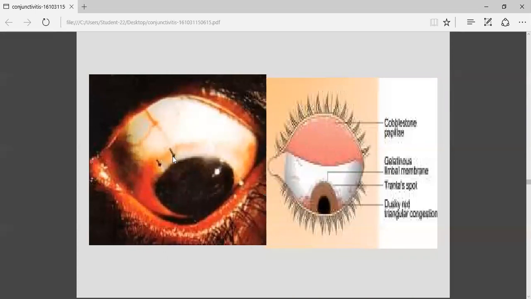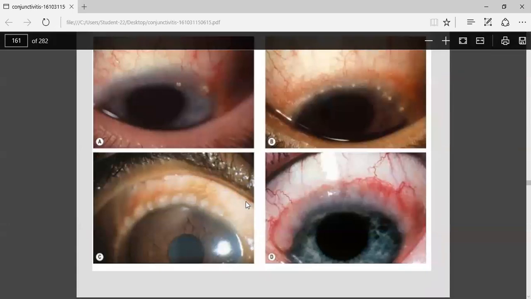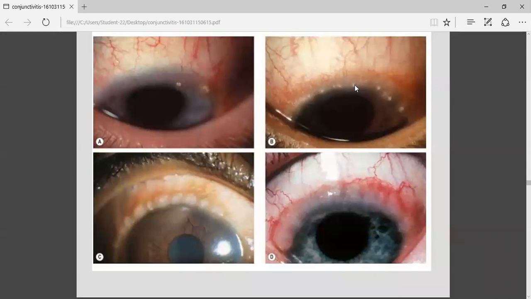Here these arrows are showing you the glistening Trantas dots. Yes, this is a slide which sometimes comes in your static station in exams. These are the Trantas dots. Over here near the limbus, you can see these glistening appearances, small dots. Okay, these are visible over here. Again, over here, you can see these Trantas dots. This is the actual picture. These are the small Trantas dots. You can see this is very clear over here.